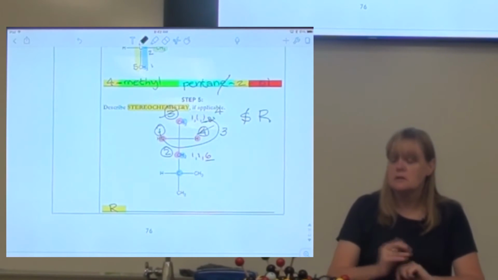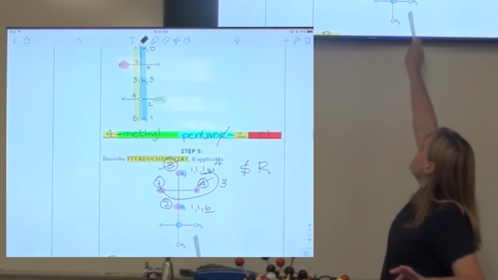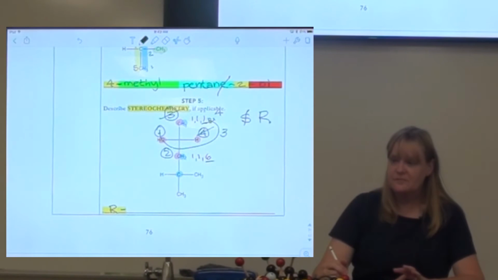What about the second chirality center? There isn't a second chirality center because this is 2 methyl groups. Oh, I was about to ask how you label if there's 2 methyl groups.